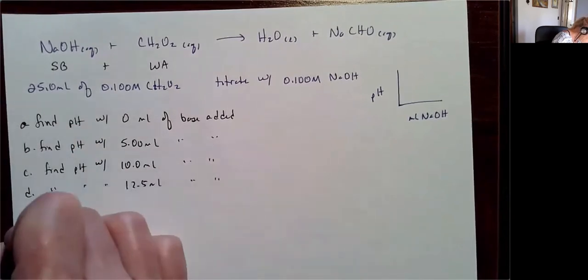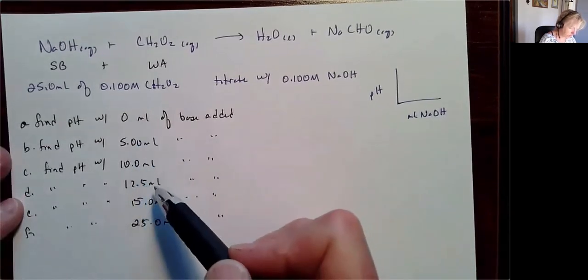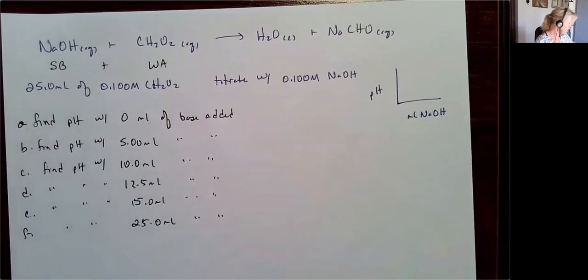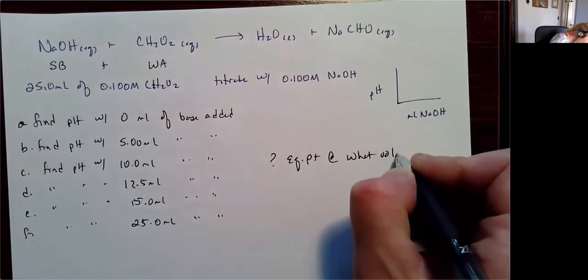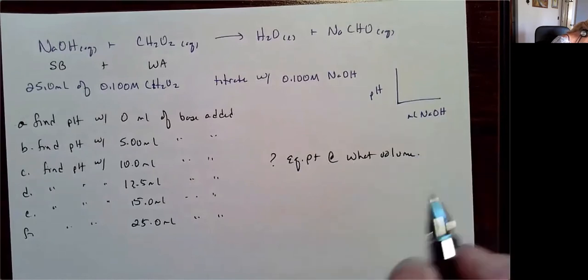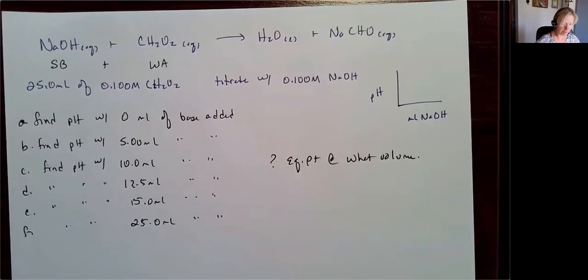and then we'll do 15, 25. I have 0, 5, 10, 12 and a half, 15, 25. It's going to help me to know where my equivalence point is. So even though I'm not asked for that, it's going to help me because I'm going to set up my calculations differently depending upon whether I'm before the equivalence point, at the equivalence point, or past the equivalence point.